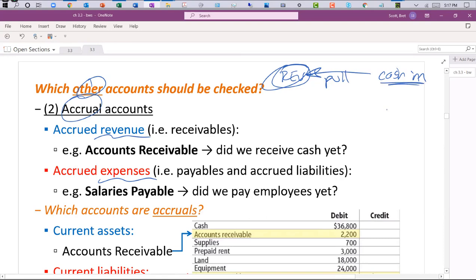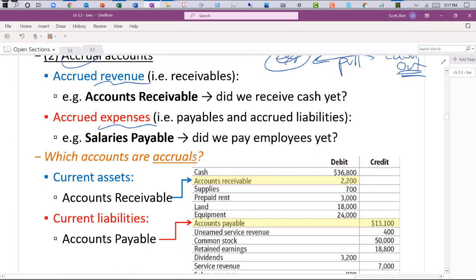Same thing with expenses. Eventually, I may have to pay cash out for things like employee wages or utilities. But right now, I may have to accrue the expense. I'm pulling in or accruing that expense now, even though I might pay later. So in the case of accrued revenue, what type of an account would we see for that? Any type of a receivable. Generally, accounts receivable is what we use a lot in accounting.